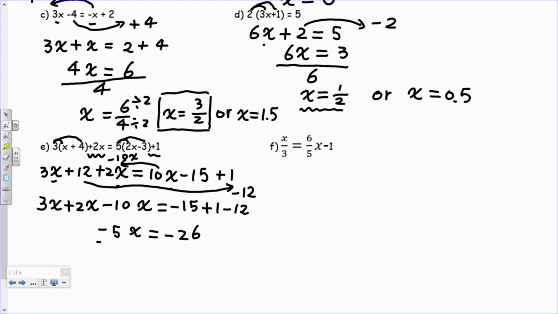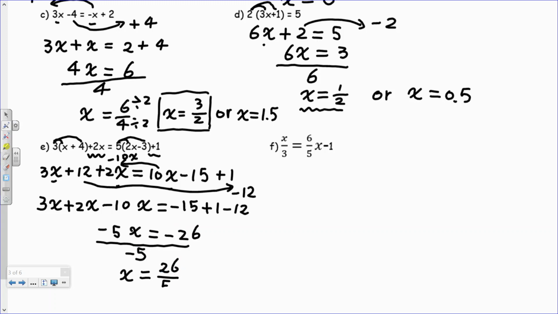Then we want to isolate x. We move the -5 to the other side. The opposite operation is division. So -5 divided by -5 is 1x. -26 divided by -5, negative division gives you positive.